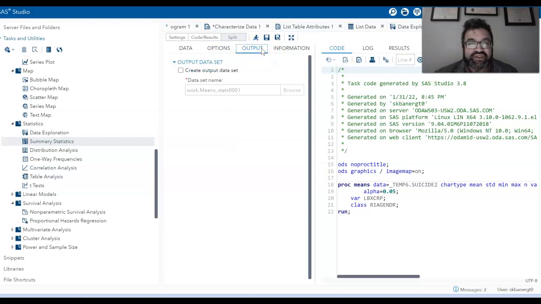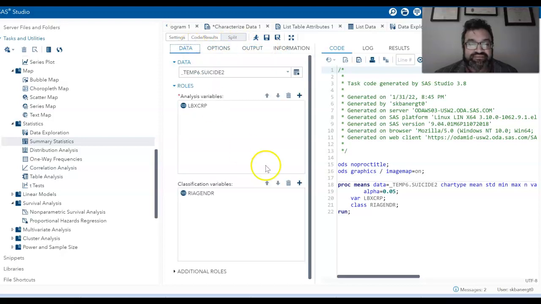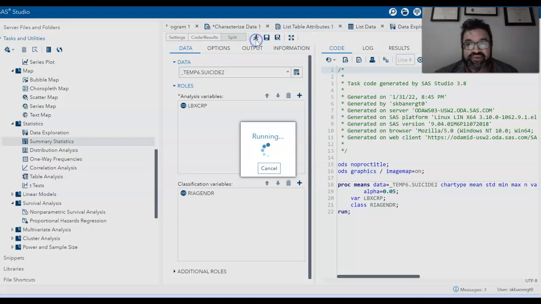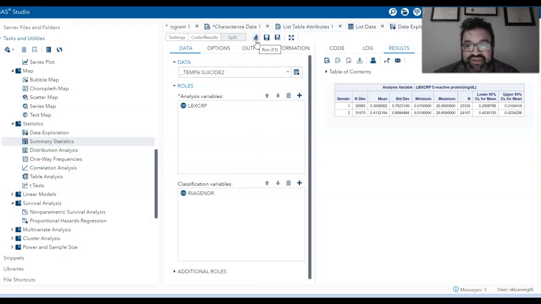So here's the output. And so right here is the output. And now you can see the lower confidence interval, the lower bound, and then the upper bound. So there's the lower bound and there's the upper bound. And that's for males. And then for females, there's the lower bound and there's the upper bound.